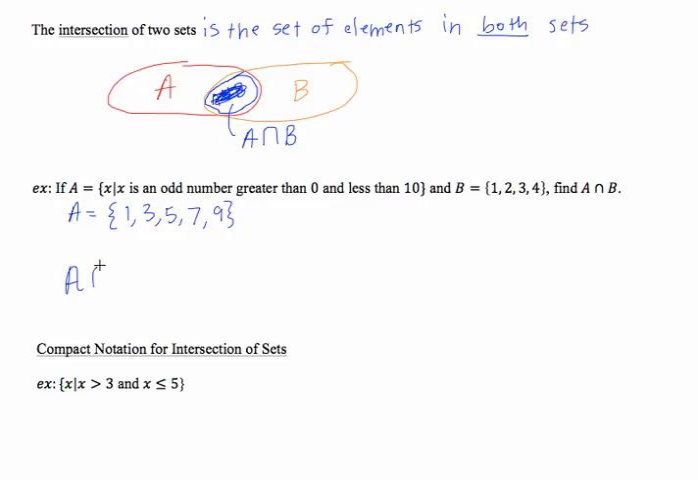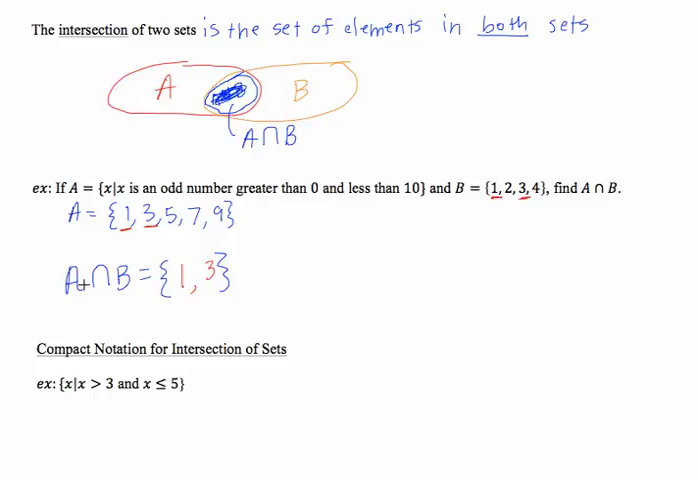Okay, the set A intersect B is the set containing, let's see, 1 is in both sets. So 1 would go in this set. 2 is in set B, but it's not in A, so it's not in their intersection. 3 is in both sets. 4 is in B, but not A. And we can stop there because 5, 7, and 9 are not in B. They're only in A. So it's just the set containing 1 and 3. That's where they overlap.